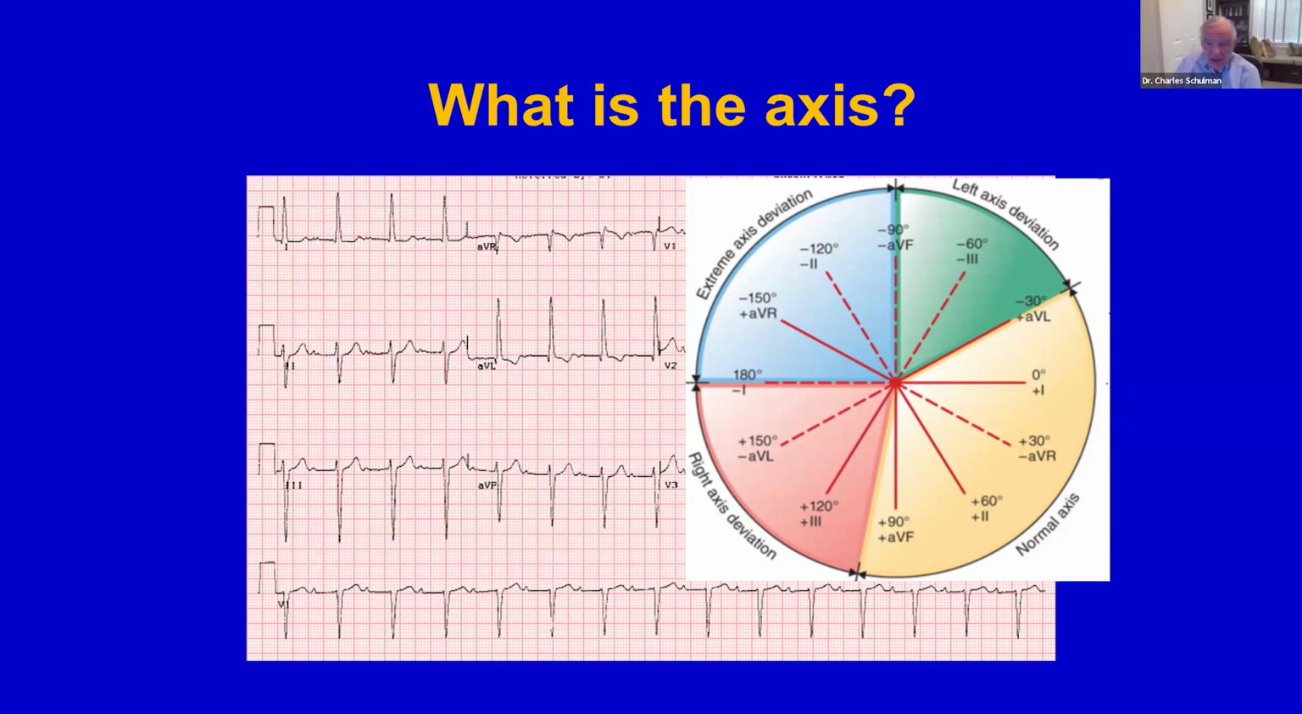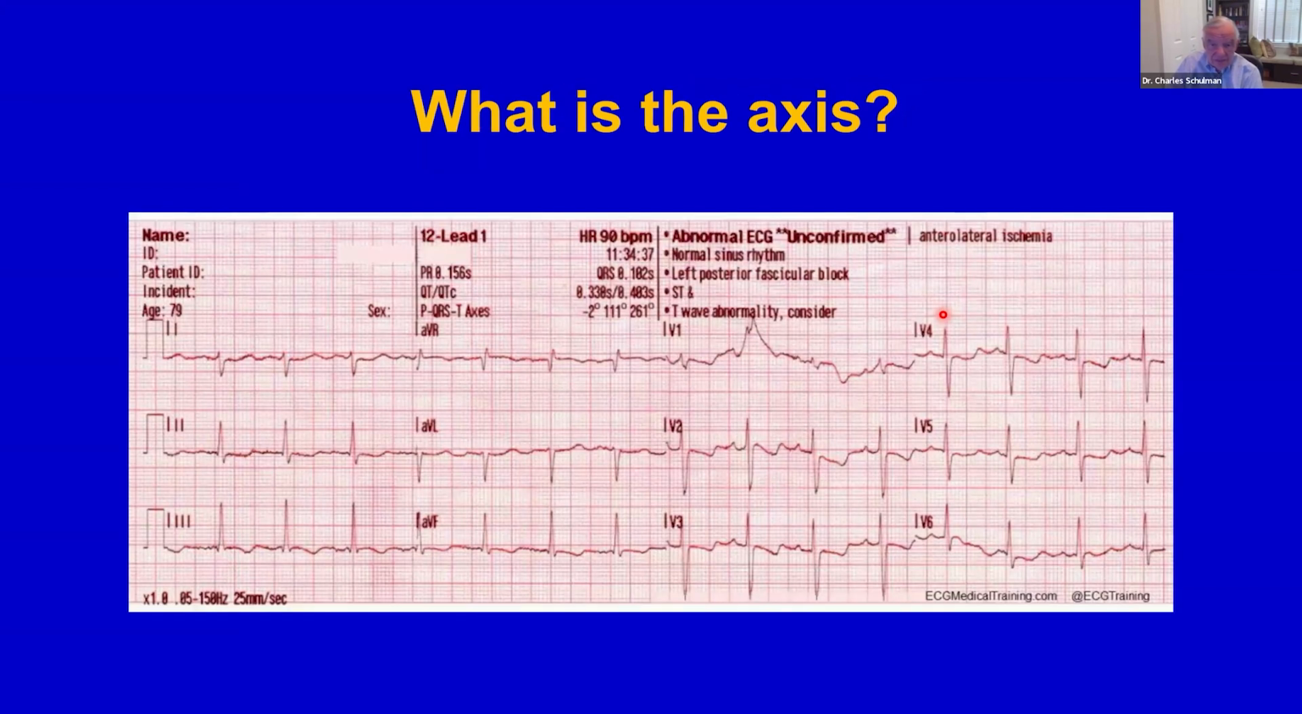Correct. Okay, then lead one, it's positive, which makes it to this side of the vertical, and negative in lead AVF makes it up here, this side of the horizontal. So it's left axis deviation.